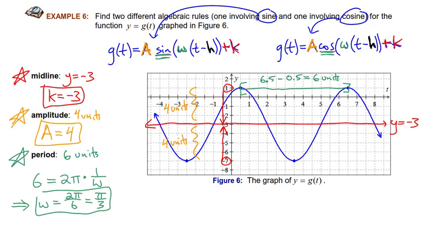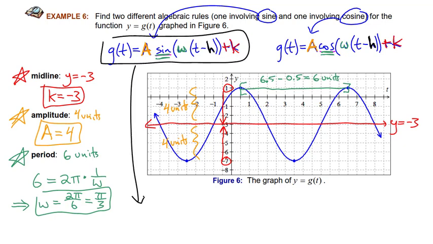When we try to find our formula using sine, what the work that we've done so far will mean to us is that our formula will need to have the form g of t equals a, which is 4, sine omega, which is pi over 3, t minus, and we haven't figured out what h has to be yet, plus k. K is negative 3, so we can write that as minus 3.